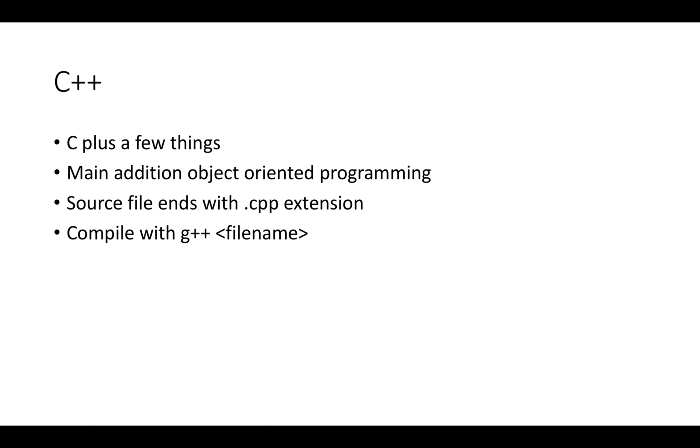With that, the first language we're going to talk about is C++. C++ is really C plus just a few more minor things. There's no syntactical difference really between C and C++, but the biggest difference is the object-orientedness of C++. The only other differences are that source files end with the C++ extension, and we compile with G++ instead of GCC.